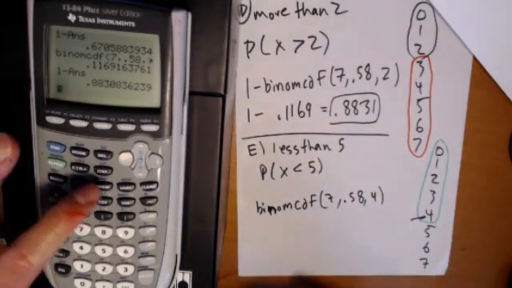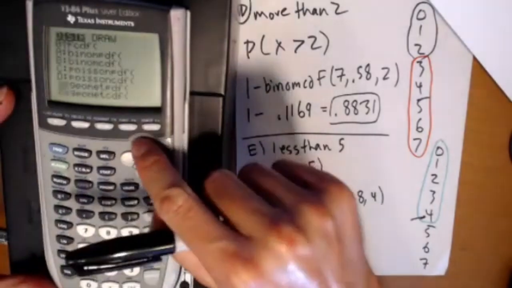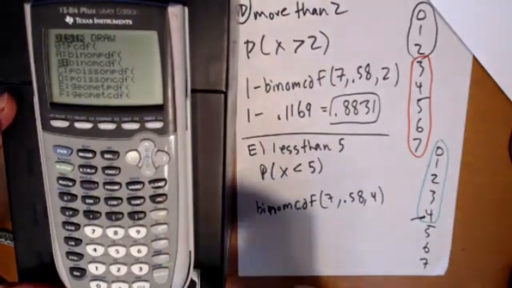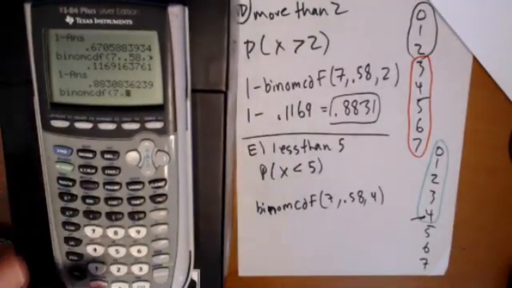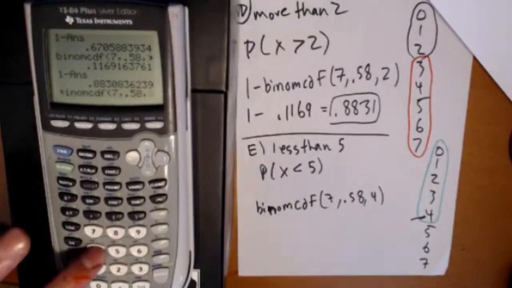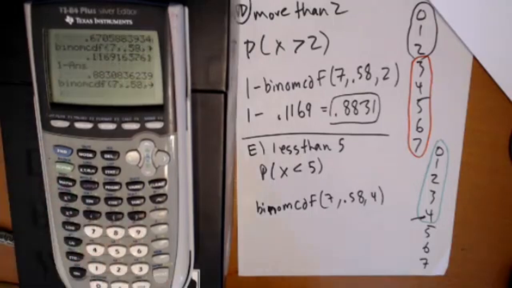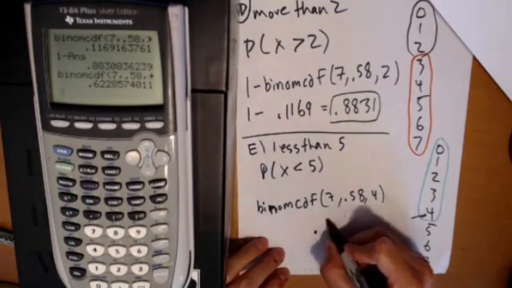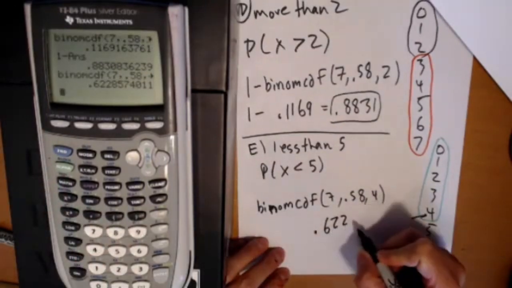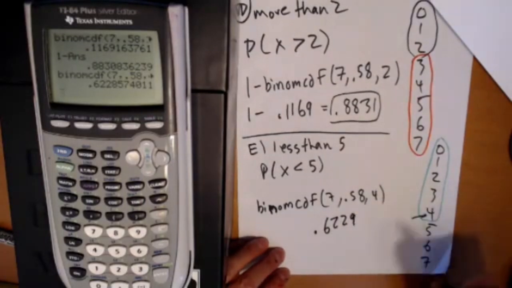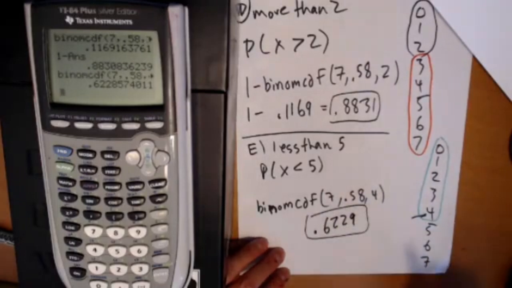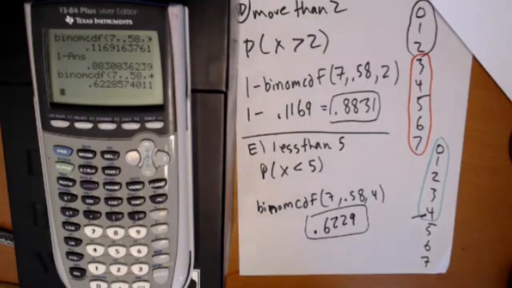Okay. Distribution, binom CDF, 7, 0.58, 4, parentheses, enter. 0.622856229, rounding to the 4th place for no particular reason. Okay, so you should be able to handle the homework for 6-2 now. Hope that made sense.